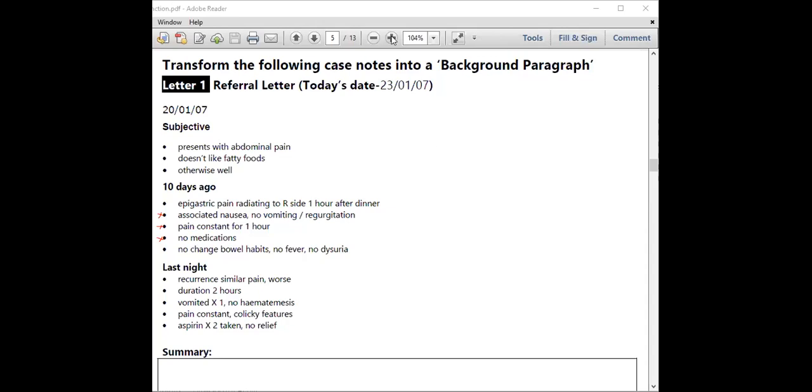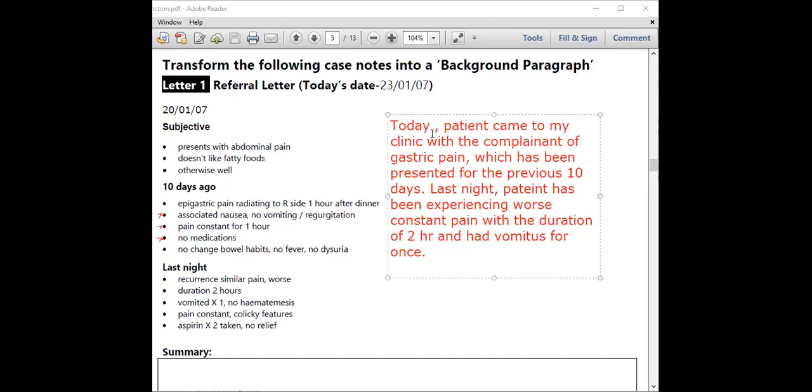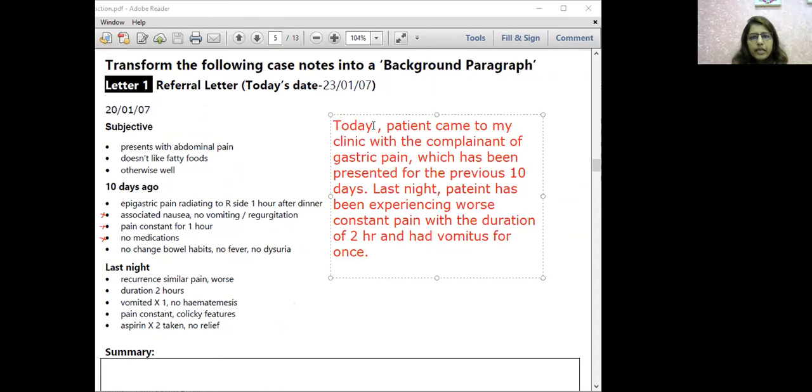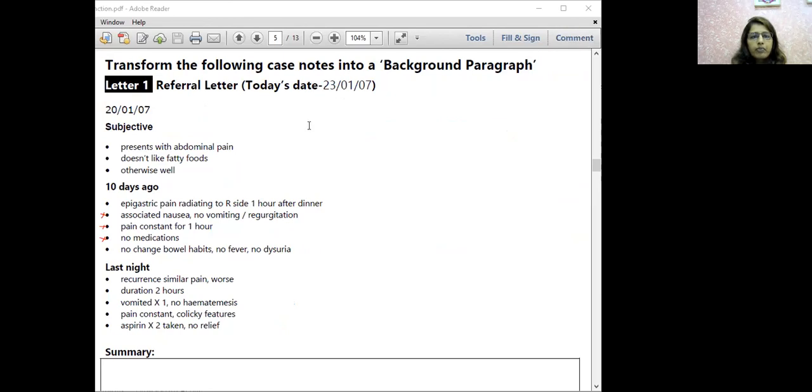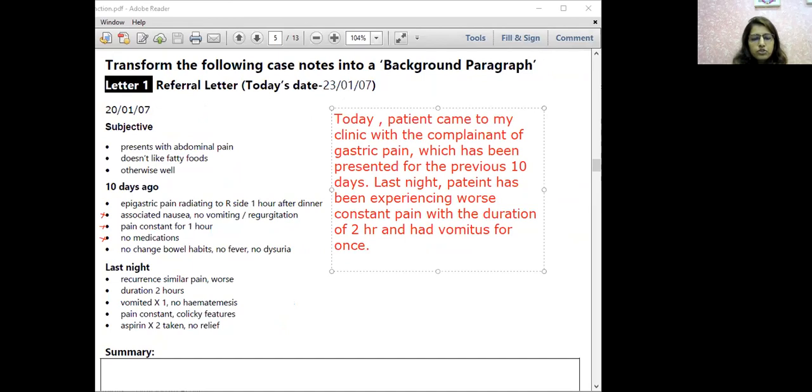Okay, so got first response here from Amita, and let's see how the timelines are confusing here, because you're writing this letter on 23rd and the patient came to your clinic on 20. So if you say today patient came to my clinic, it is wrong. Some other errors: it should be the patient, or it would be better if you write the name itself. And which has been present, not presented. Has been presented will become passive voice. You need active voice here.